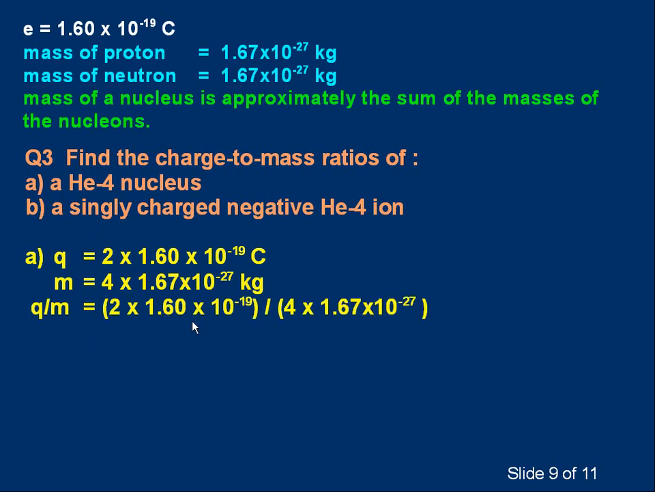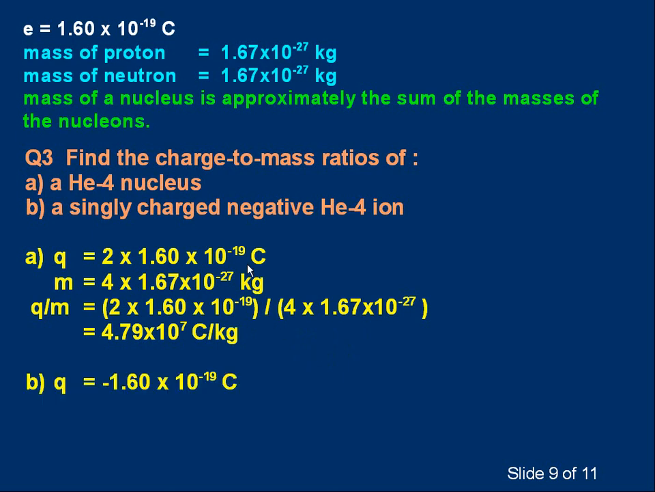And Q over M, we just plug the numbers in. If you're doing this on a calculator, put some brackets around, especially the bottom term, or it will go wrong. So put 4 times 1.67 times 10 to the minus 27 in brackets. If you don't, you will get the wrong answer on your calculator. That should give you a final answer of 4.79 times 10 to the 7 coulombs per kilogram, to 3 significant figures.